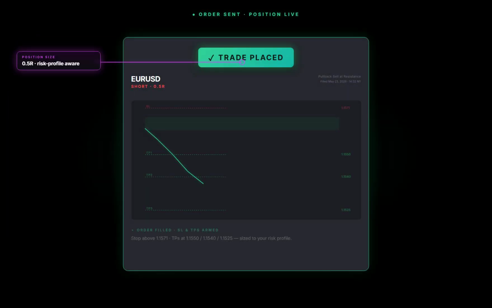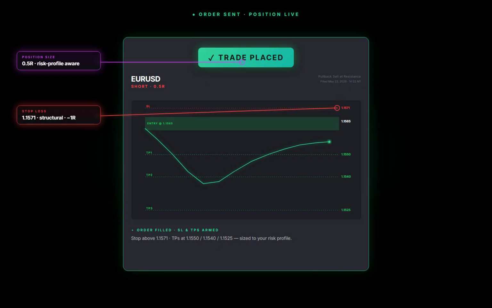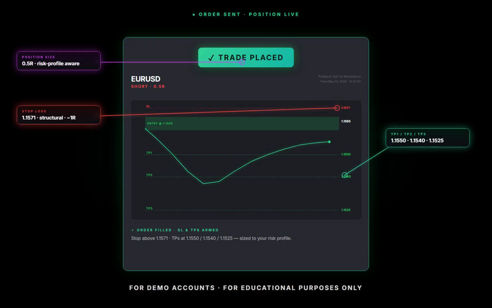At the position size your AI trader's risk profile allows. Stop loss, 2 to 3 dynamic take-profit levels. All at the prices the original analysis already defined. This is for demo accounts and educational purposes only.